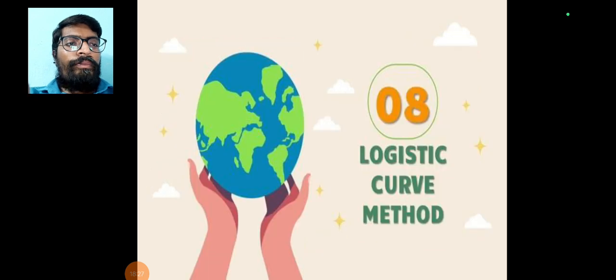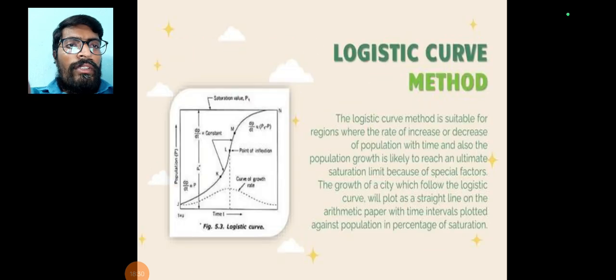And the last one is the logistic curve method. Here we clearly observe that one graph is there, plotted with the x-axis and y-axis with respect to time. The x-axis represents the time and the y-axis represents the population. Here, from J to K the population increases very little, and from K to M the population increases very highly, and from M to N the population reaches a very high value.